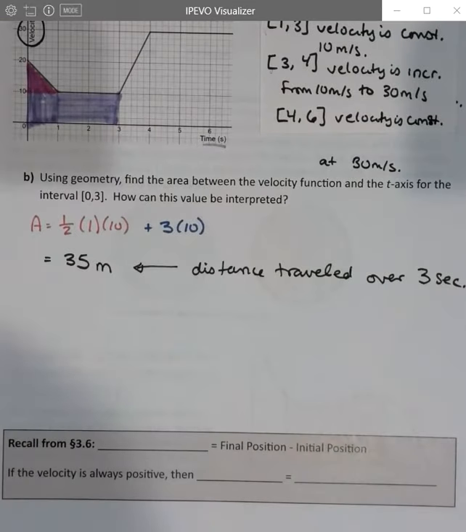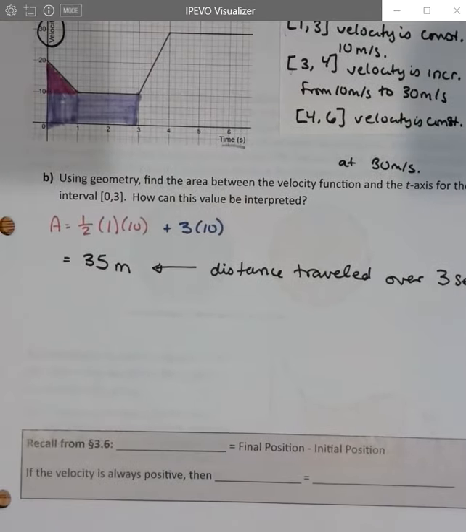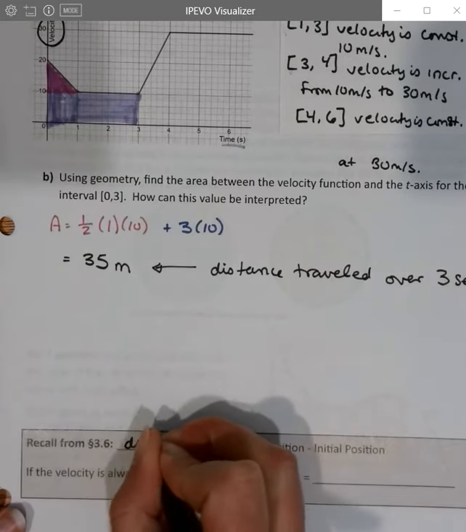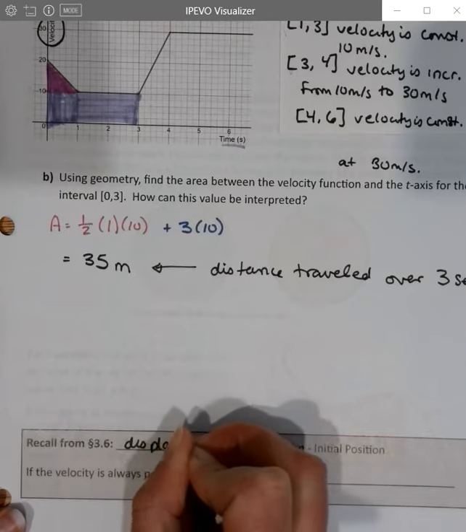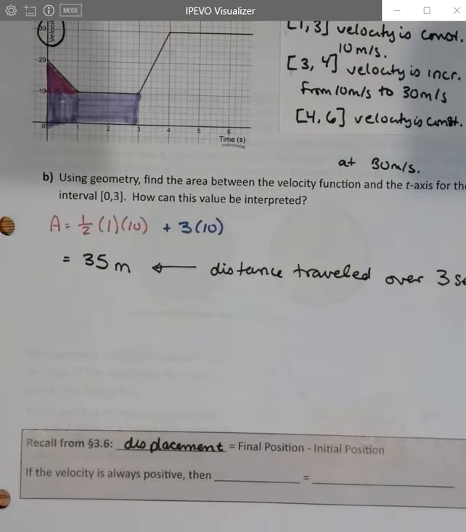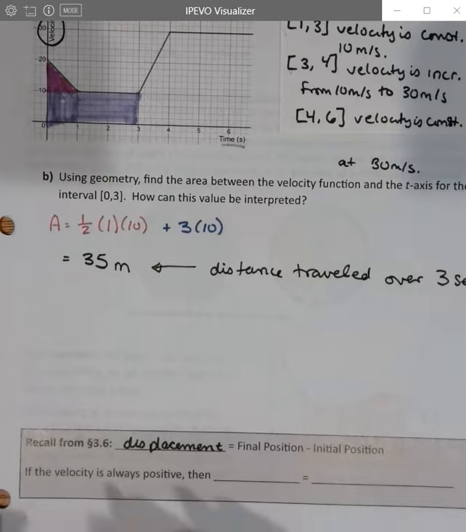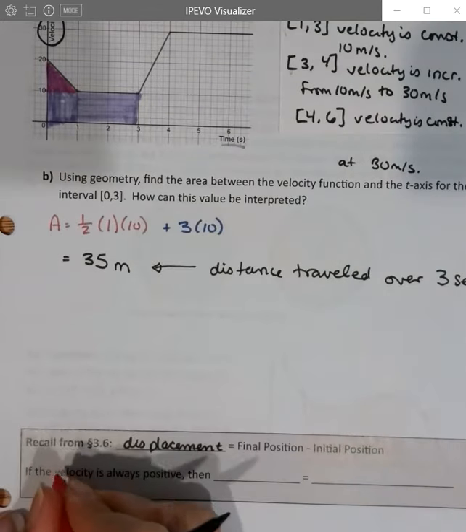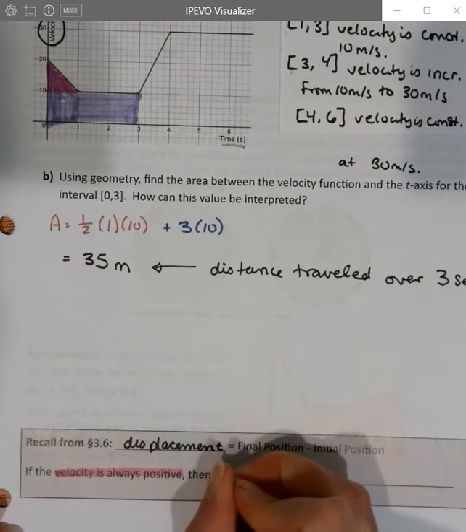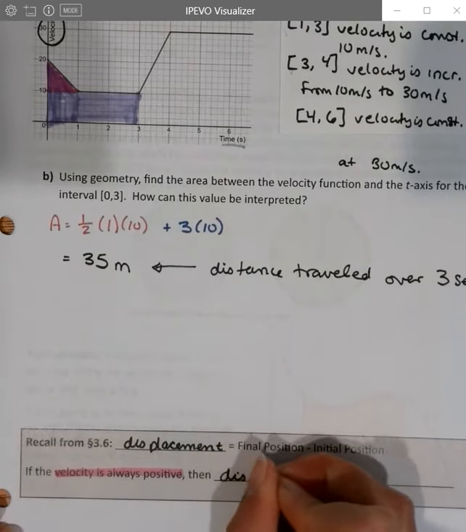Okay, so recall from section 3.6 that displacement is equal to final position minus initial position. If the velocity function is always positive, which it's not in general, but in this case it was, then distance and displacement are going to be the same.